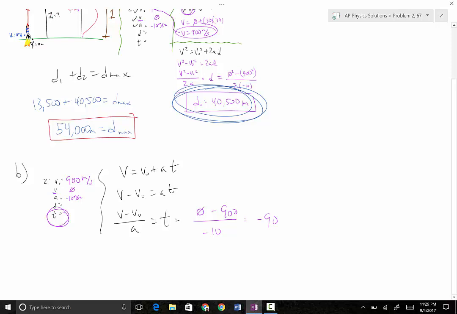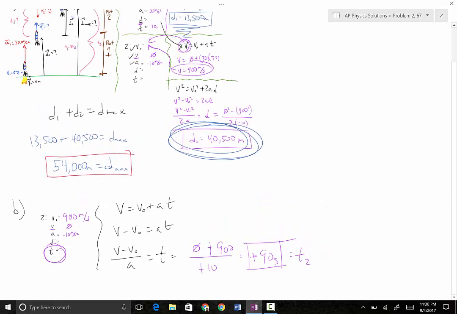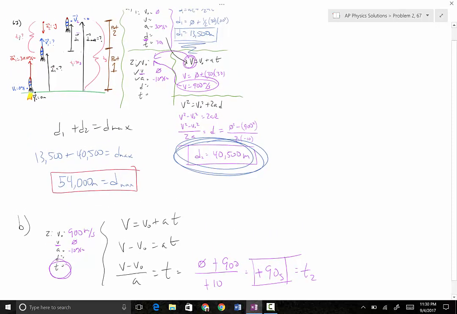Sorry, that should be a negative right there, which cancels. And that gives me a positive 90 seconds right there. So that's positive 90 seconds. That's the second time, right? So I got the 30 seconds plus this 90 seconds, and then I don't know how long it's going to take to move its way down. So let's figure that out for part C.